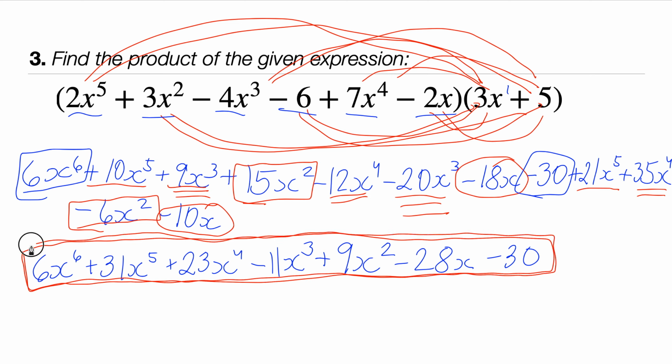Let me check this, and this will be our answer for number 3. I think that's pretty much the same with your solution key. Let me double check. 11x cubed plus 9x squared minus 28x minus 13. Yeah, that's pretty much the same. Well, that's correct. That's good to hear. Okay, good to know.